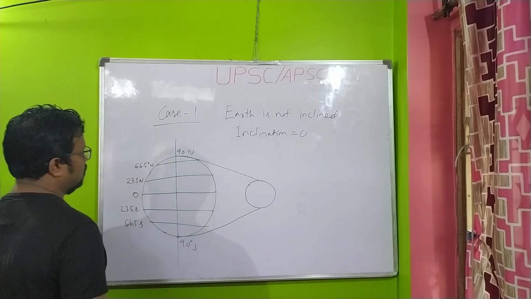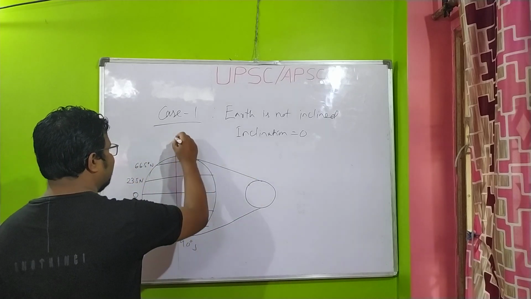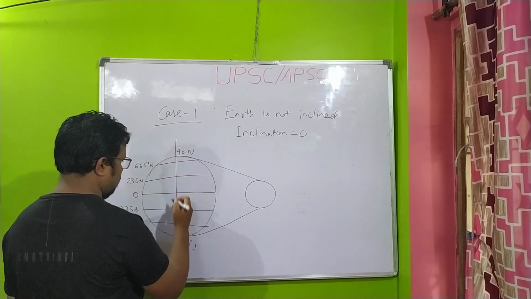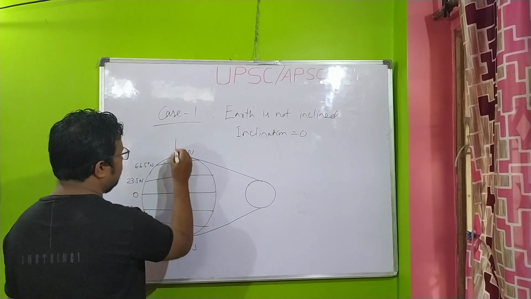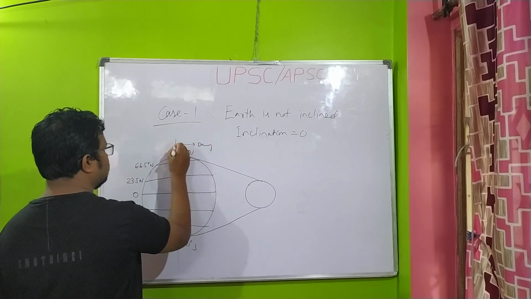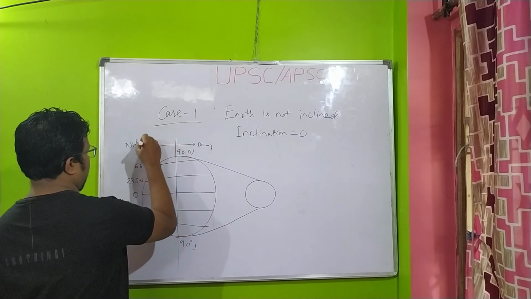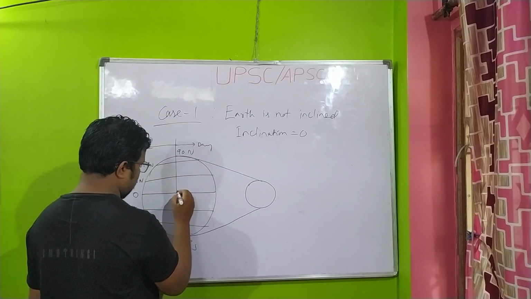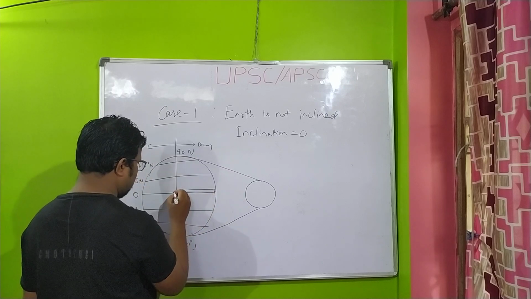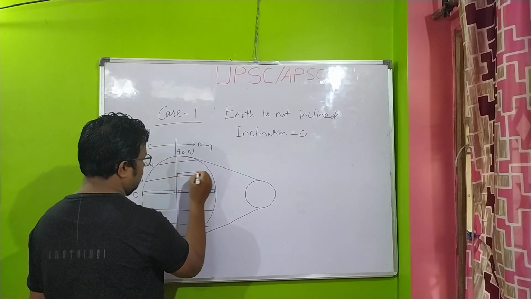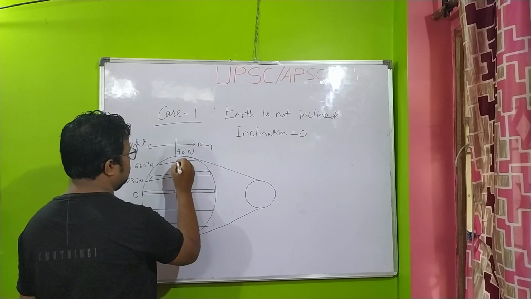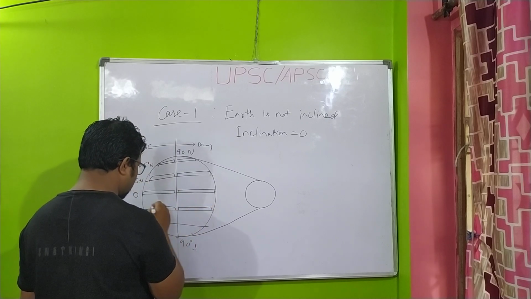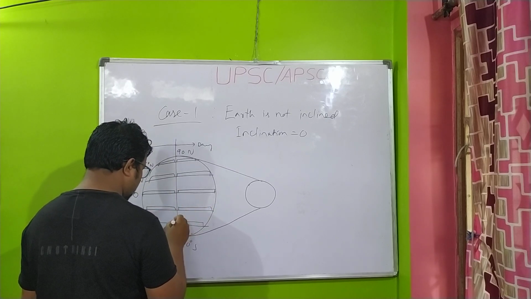Sunlight will fall in this region. This region will become day, and this region will become night. So what happens at the equator? Equal day, equal nights, everywhere.